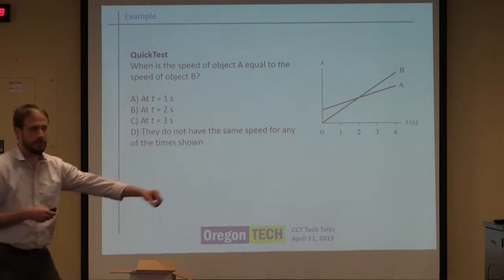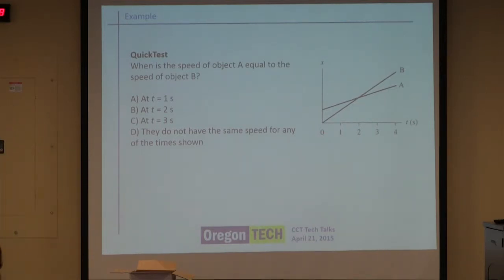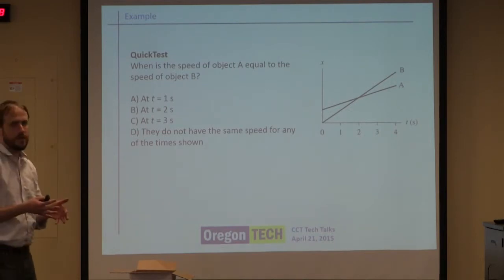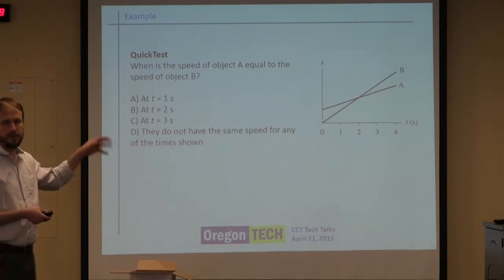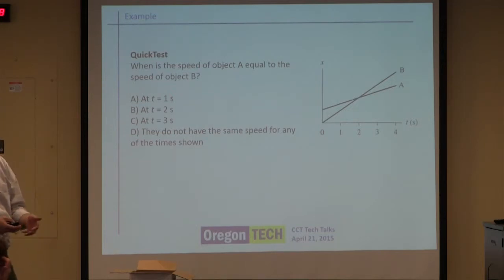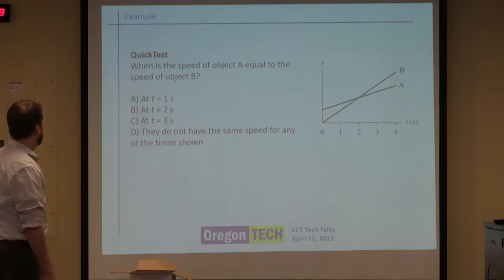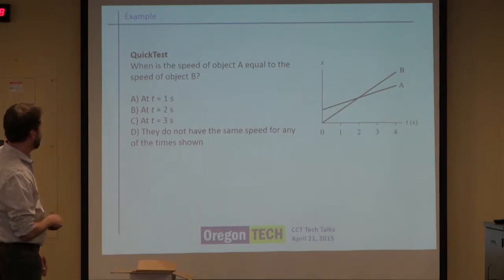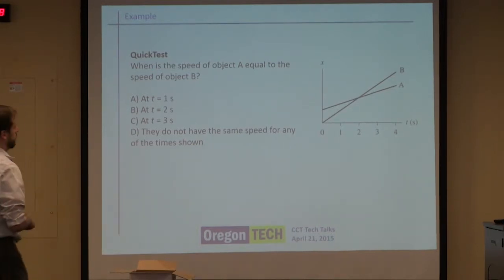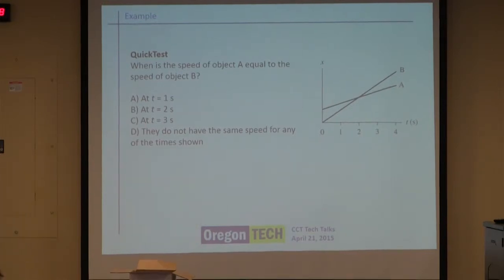So the position of the object is changing with time. And the students by now have been introduced to the concept that the slope of a position versus time graph is the velocity, and the speed of the object is the absolute value of velocity. So the question is, when is the speed of object A equal to the speed of object B, according to this graph? 1 second, 2 seconds, 3 seconds, or do they not have the same speed for any of the times shown? So I'll let you think about it for a minute.